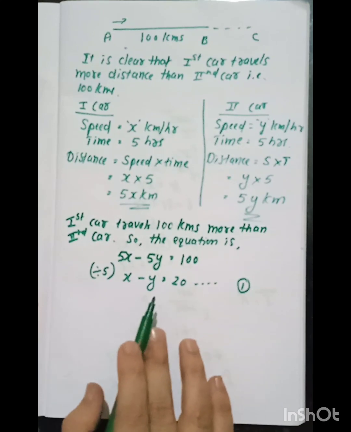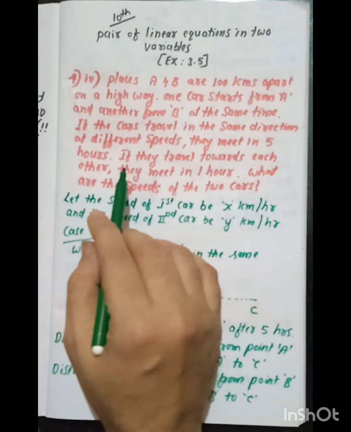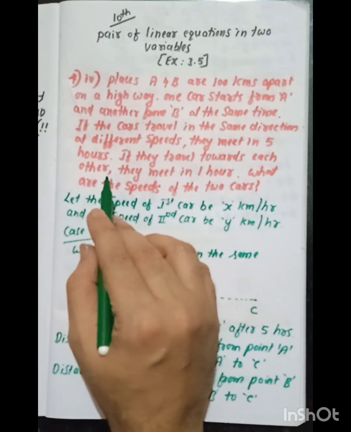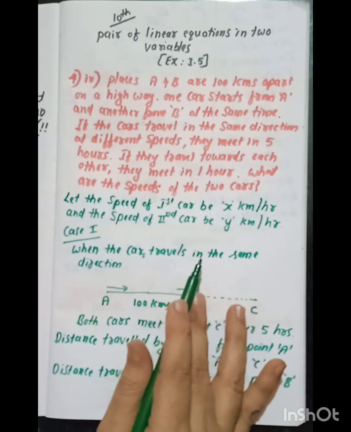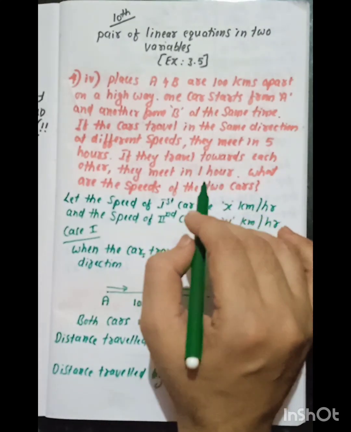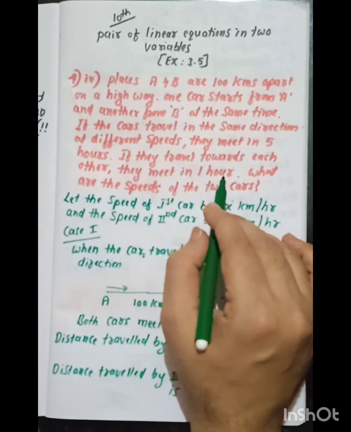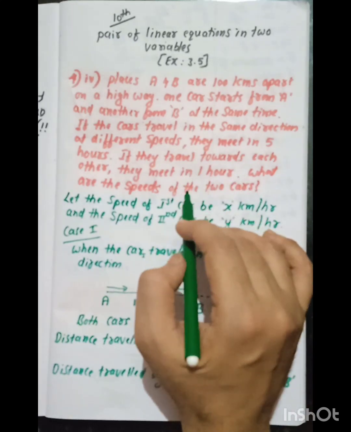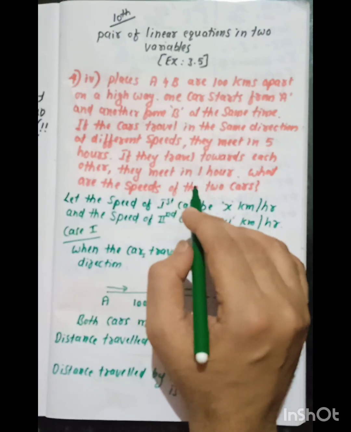So we formed this equation by reading the first half of the problem. Let's see the other three lines of the problem now. Now look at the remaining sentences. If they travel towards each other, they meet in 1 hour. It means if both the cars travel towards each other, they start from different points and meet in 1 hour. What are the speeds of the two cars? These lines help to form the second equation.